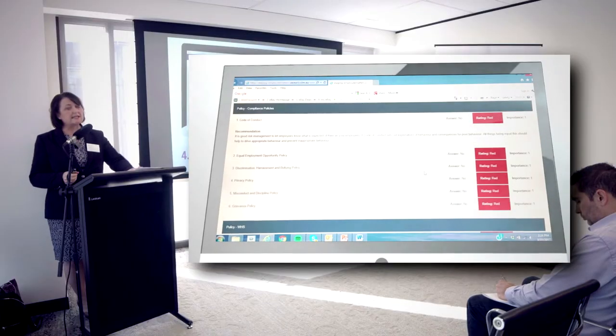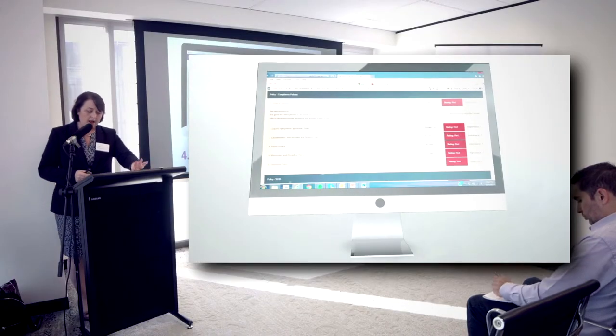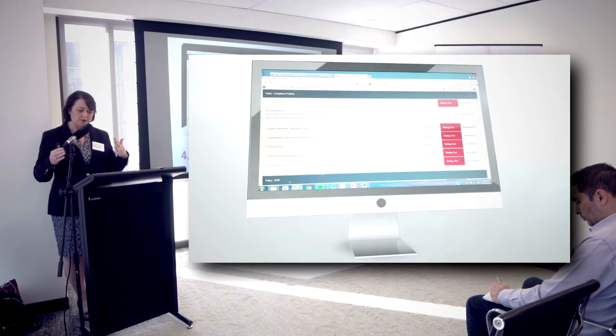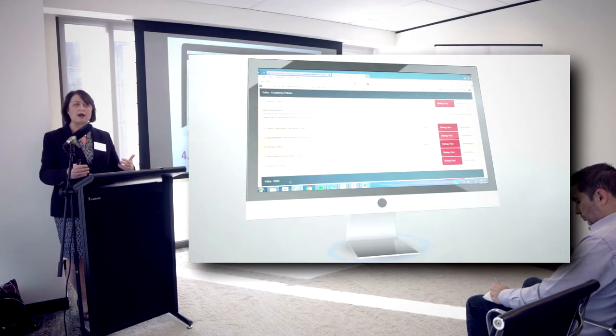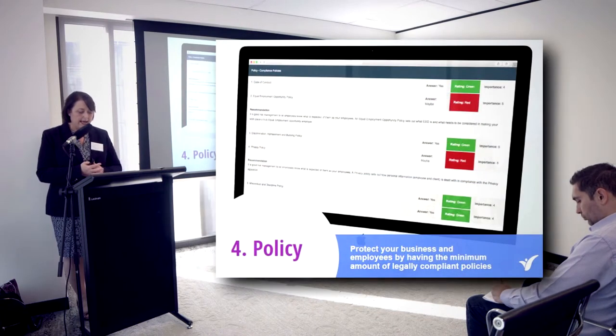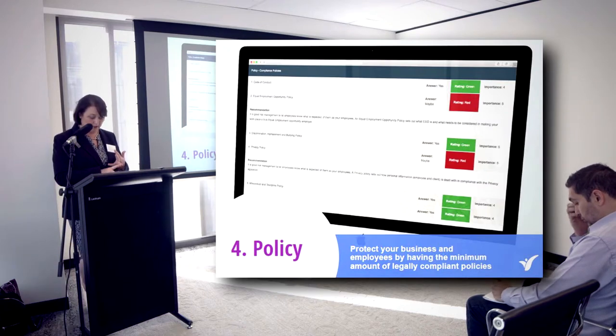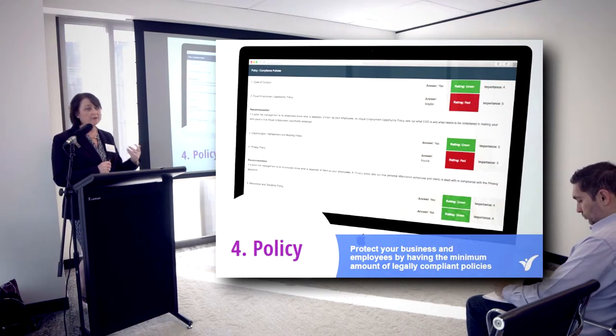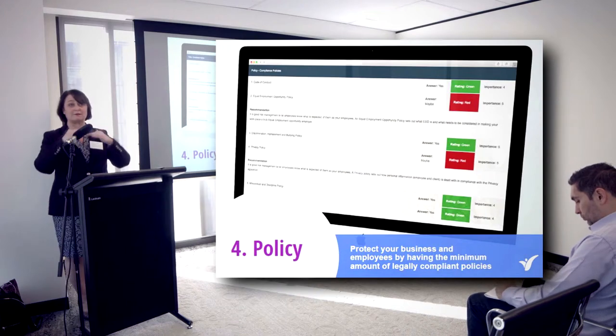So this gives you a sense of the policy question. Policy is around how do you protect your business and employees by having the right kind of legal policies. And questions such as, do you regularly review your policies and procedures for compliance and changes in legislation and best practice? Have all the employees read, understood and agreed to abide by those policies and signed off? Do you have the following policies in place? And then we've got a lovely laundry list of everything that we think you should have.